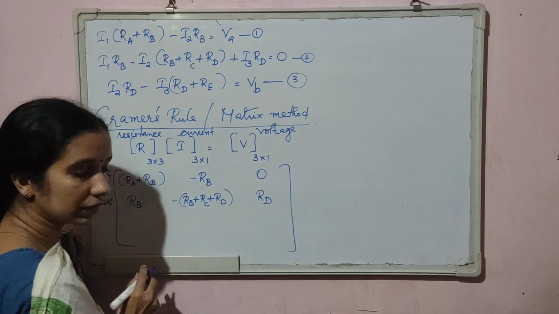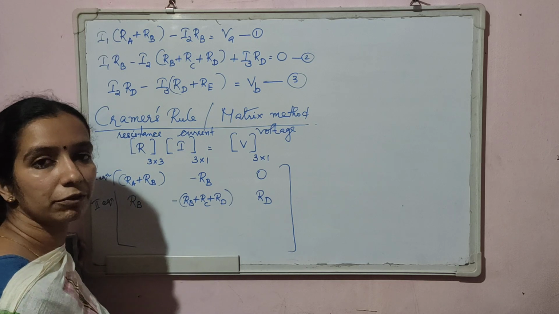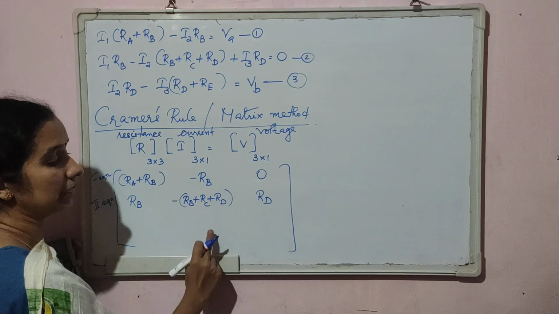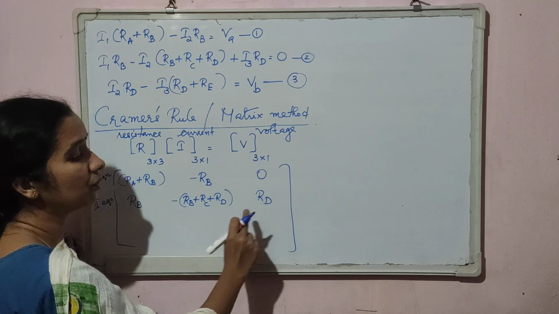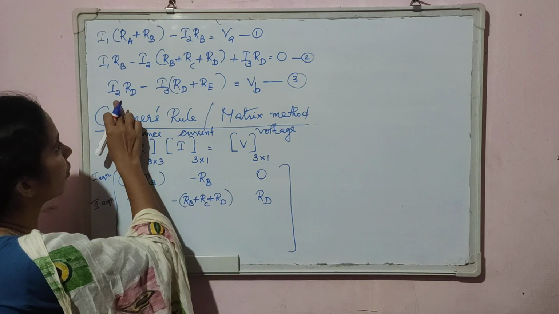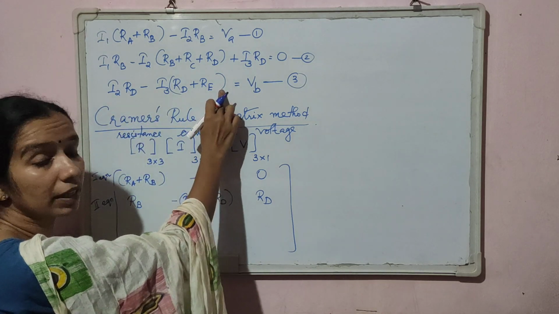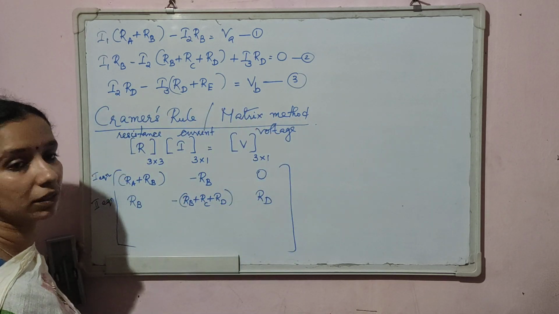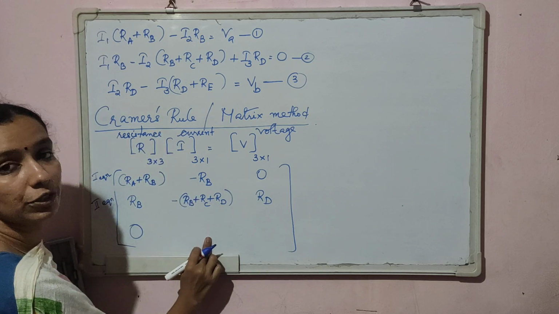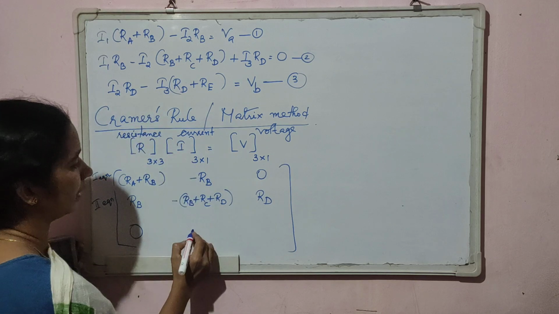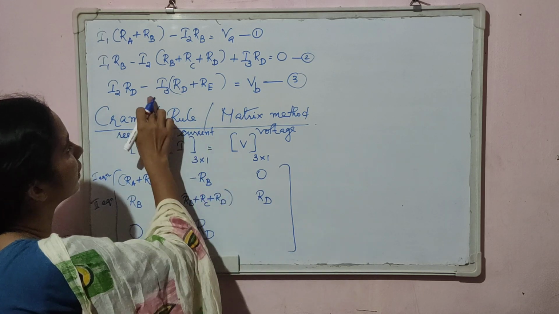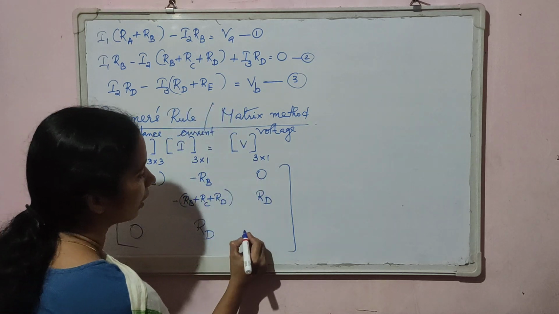Now the third row should be written from the third equation. The first element will be the coefficient of I1, the second element will be the coefficient of I2, and the third element will be the coefficient of I3. What is the coefficient of I1 here? Here there is no term containing I1, so this will be 0. The second element is the coefficient of I2, that is Rd. And the third is the coefficient of I3, that is minus Rd plus Re.